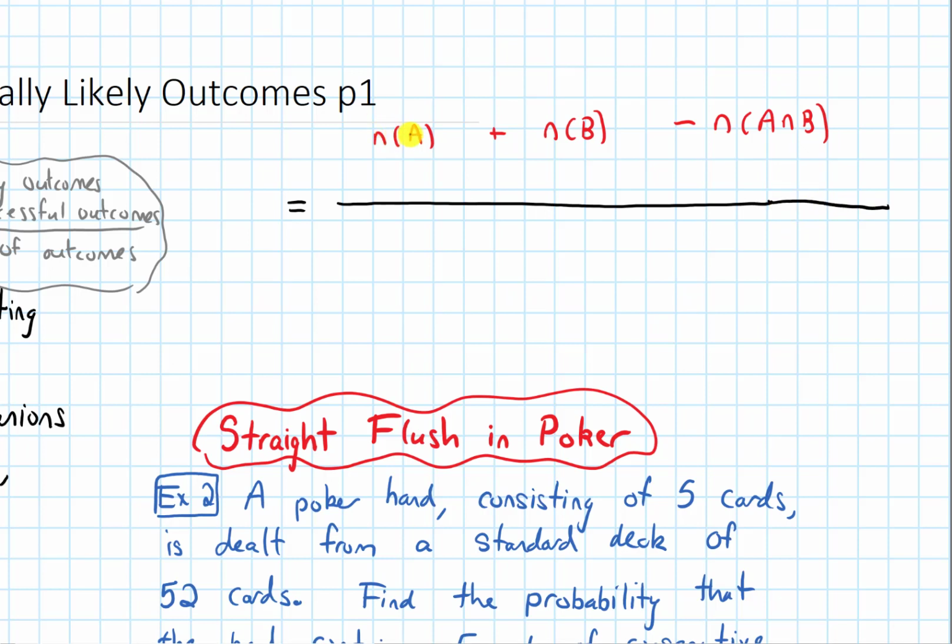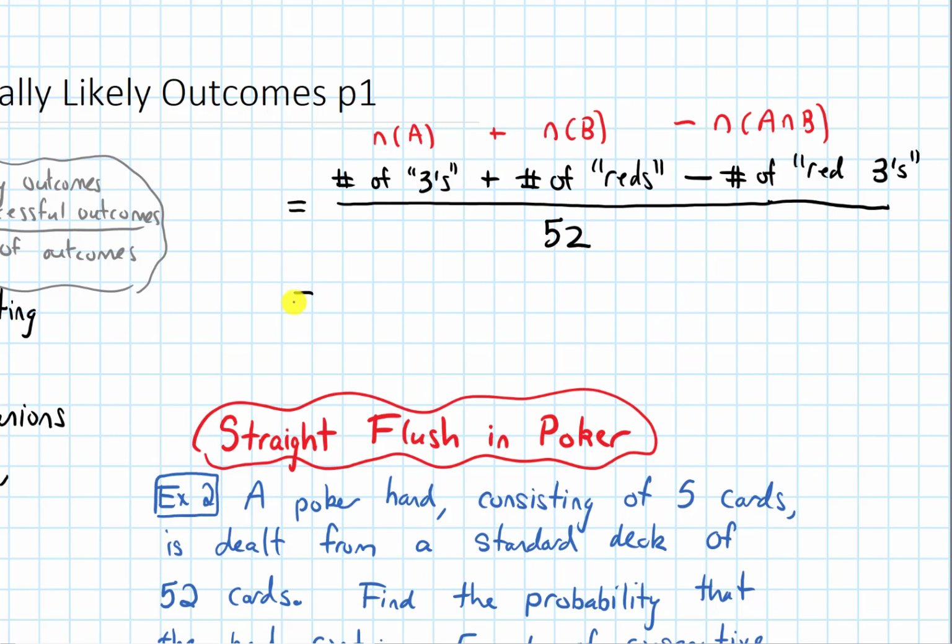Okay, and in this case, the first set was the set of 3s. So we'll have the number of 3s. And the second set was the set of red cards. So we'll add the number of reds. And then minus the number of elements in the intersection, which means the number of cards that are both 3s and reds. So the number of, let me just say, red 3s, because those are the cards that are 3 and also red. And the bottom was the total number of outcomes, which in this case is the total number of cards, which was 52.